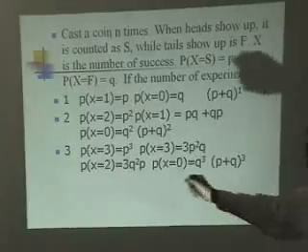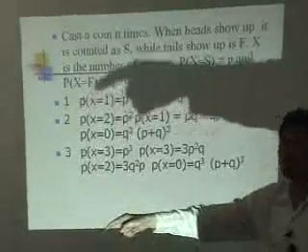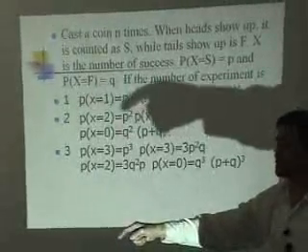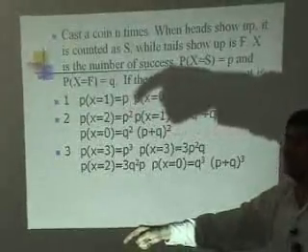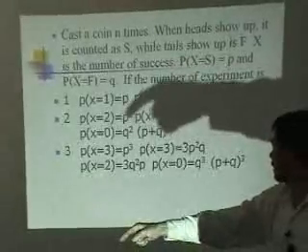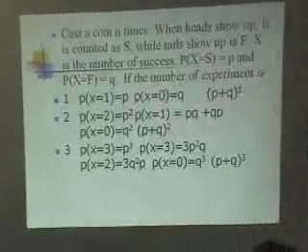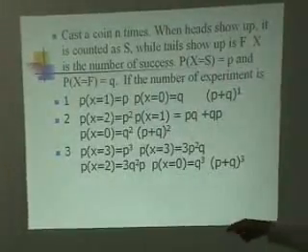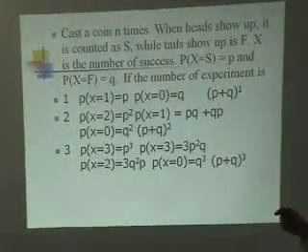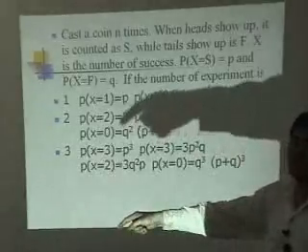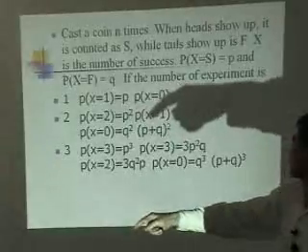Now we do the experiment twice. The highest number of successes is going to be 2. If 2 times heads, then the probability is p squared. When x is equal to 1, you have pq and qp. When x is equal to 0, that means no success, so it is q squared.